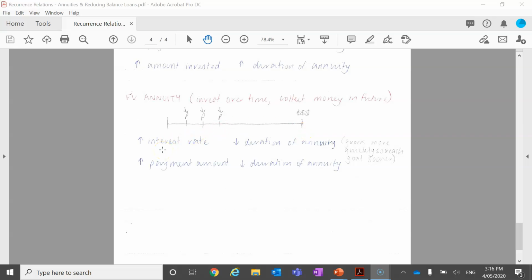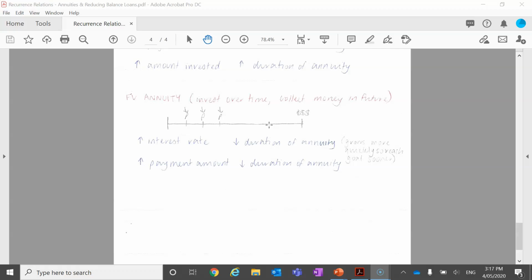But if I increase my interest rate, then I'm earning interest more rapidly, which means my account is growing more quickly, which means it's going to reach that $50,000 sooner. So that decreases the duration of my annuity. What happens if I increase my payment amount? A similar thing will happen. If I increase how much money I put into my account, then my account is going to grow more rapidly, and once again, it's not going to take as long to get to that $50,000. So the duration of my annuity would decrease.